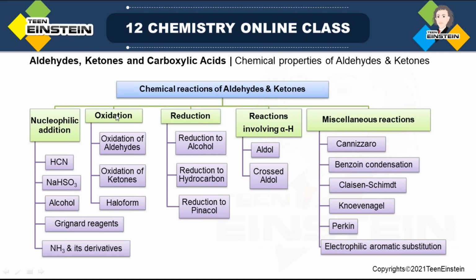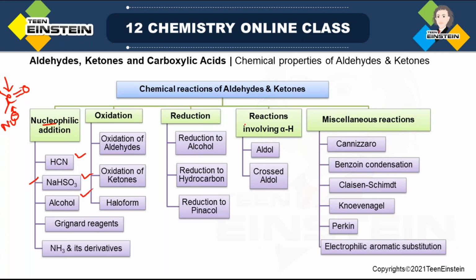So first we have nucleophilic addition type of reaction, and under this type we have all these additions: HCN addition, NaHSO3 addition. When I say nucleophilic addition, that means some nucleophile will attack the carbonyl carbon, because this carbon is electron deficient. So some nucleophile will be generated from all these reagents, basically. Okay, so that is why it is nucleophilic addition.